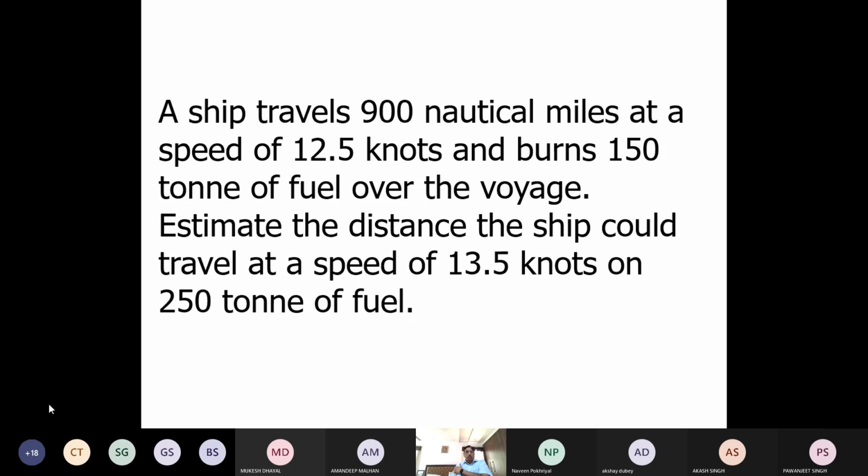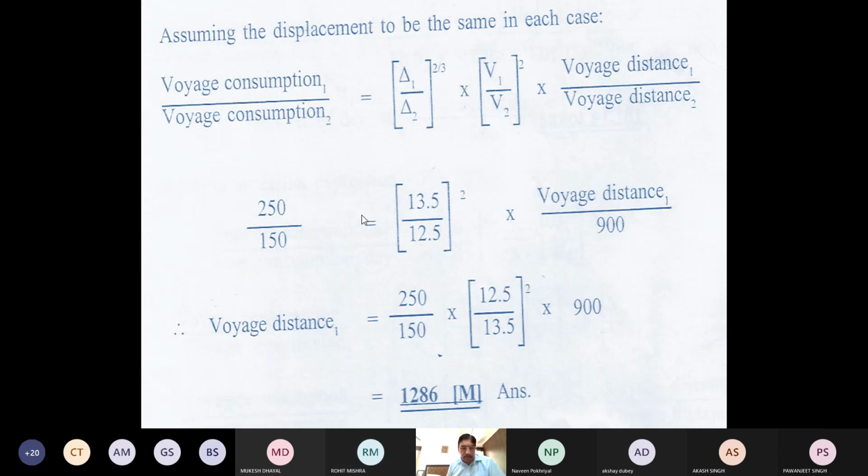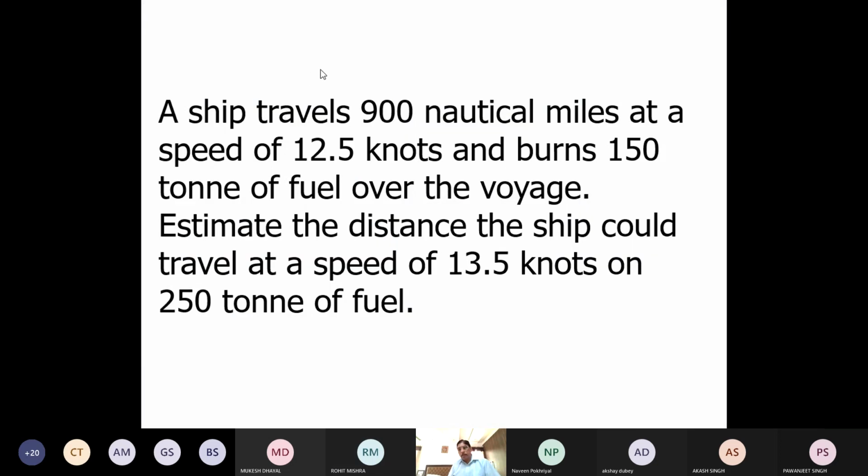Sir, can you please repeat the answer? Yes, 1286. You should get nearly the same, maybe a decimal point here and there. So everyone got it correctly? All right, so now we move on to another one.